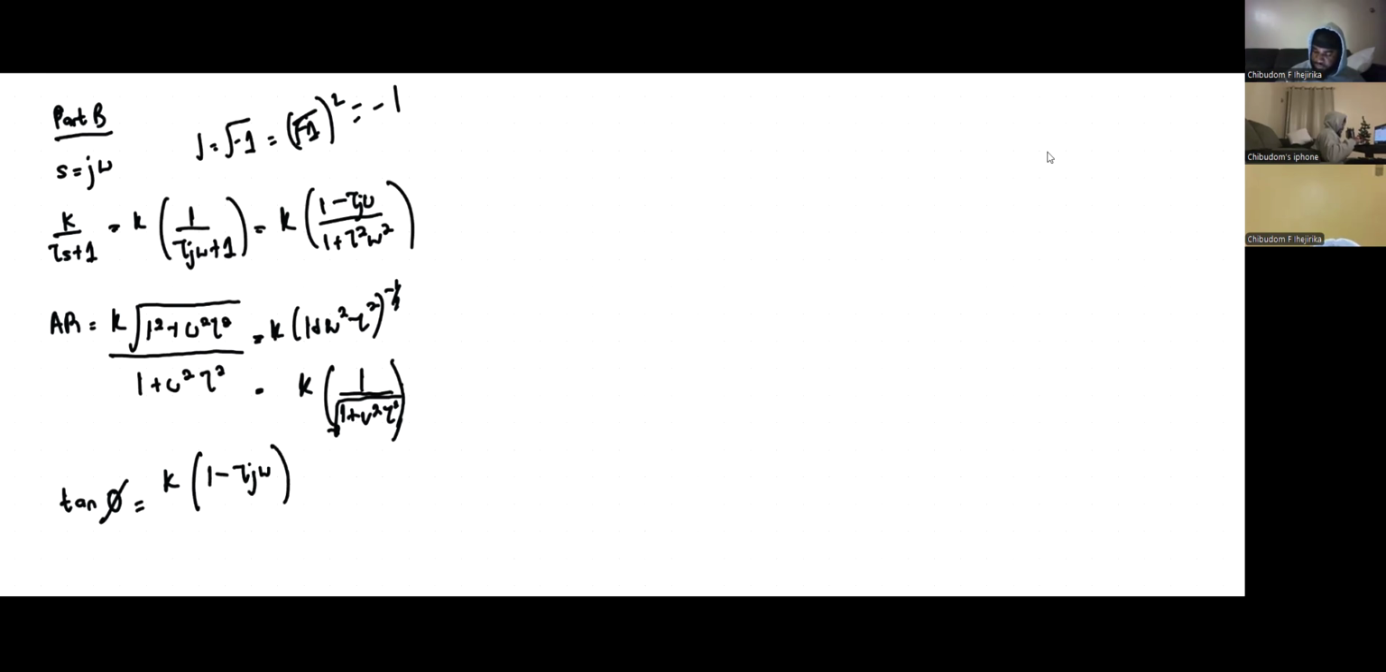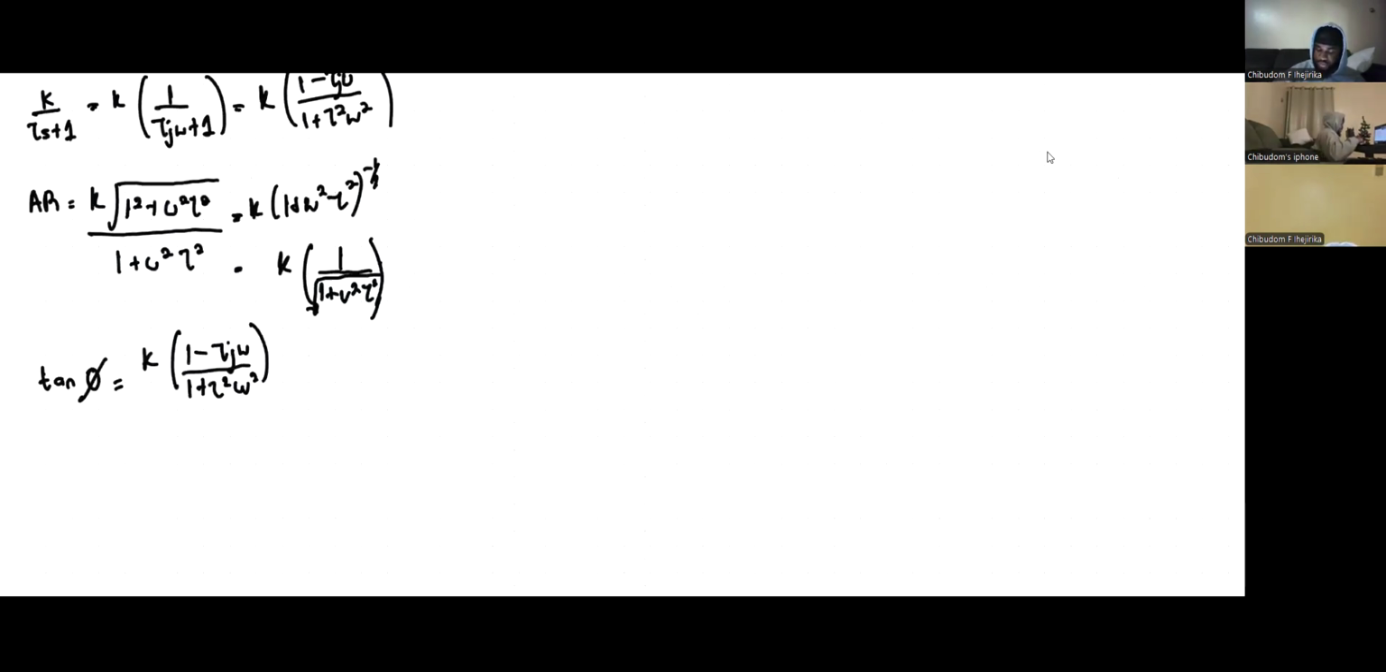Divided by, and now we'll divide it by 1 over 1 plus W squared tau squared. So basically, for sure, the denominators will cancel out. This one is going to go either way.